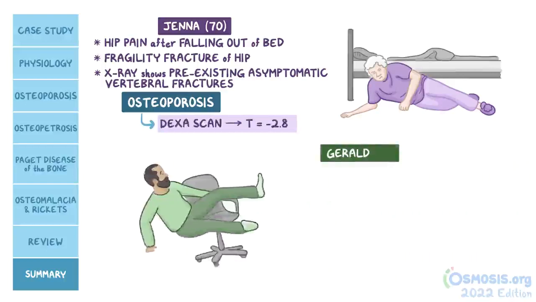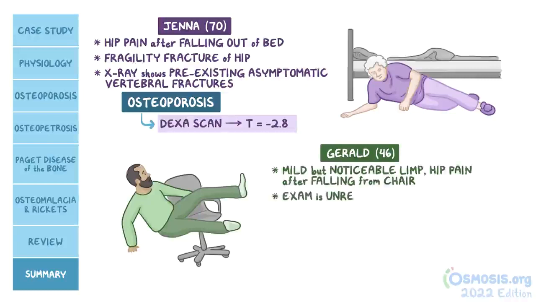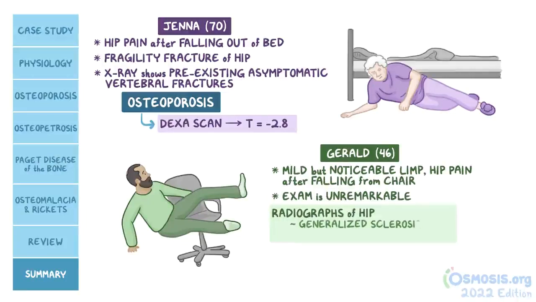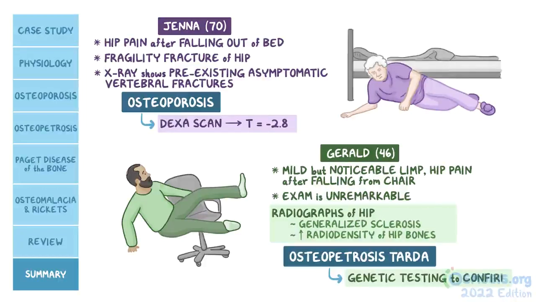Gerald, on the other hand, is the 46-year-old man who presents with a mild but noticeable limp and right hip pain after falling from a chair. Examination was unremarkable, but radiographs of the hip showed generalized sclerosis and increased radiodensity of the hip bones. Now, based on his clinical picture, we should suspect osteopetrosis tarda, although genetic testing would be required to confirm the diagnosis.